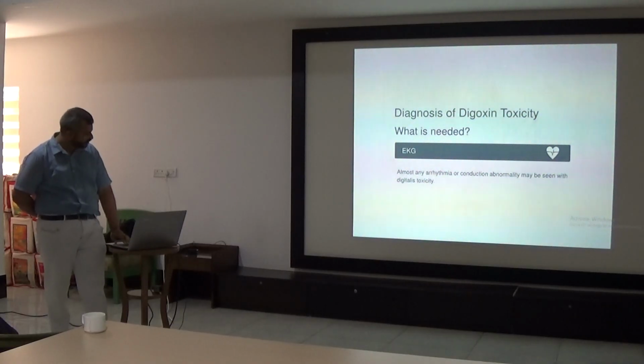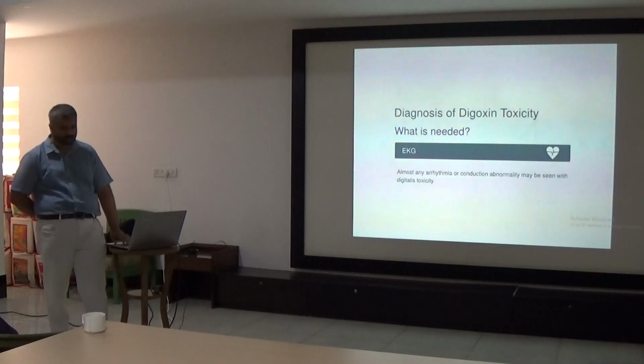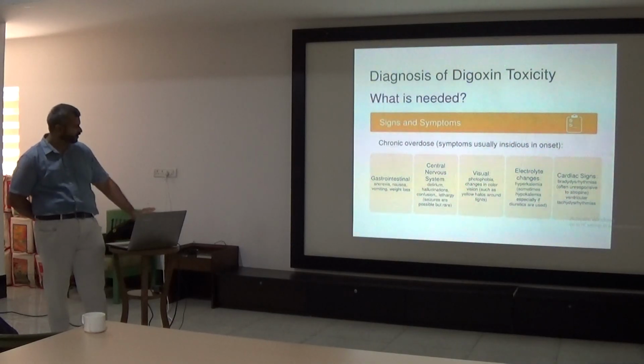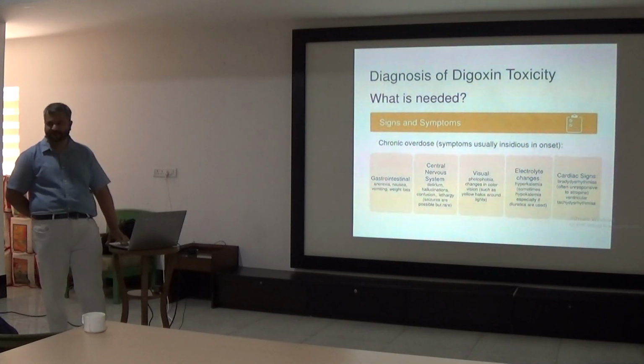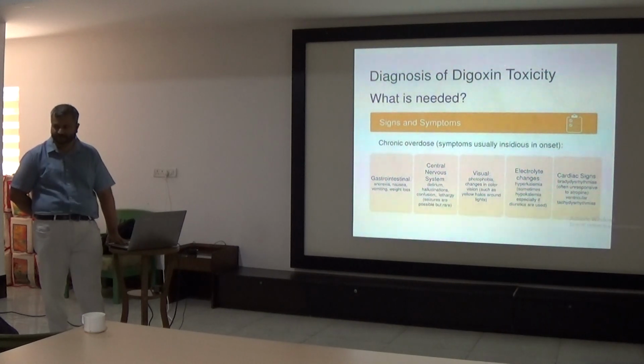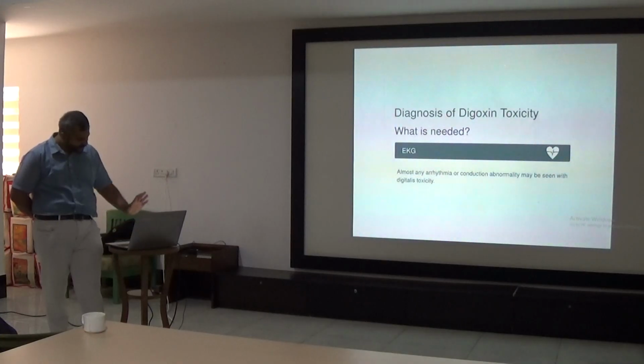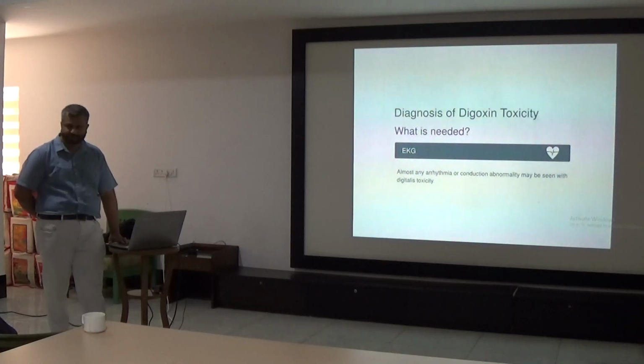EKG can show any form of arrhythmia. Yellow vision: last time Vasant Bhaiya highlighted it, if somebody is complaining of yellow halo, that's a classical sign. Last time Vasant Bhaiya highlighted yellow vision, that's photophobia to colors such as yellow. Any form of arrhythmia, specifically on history.